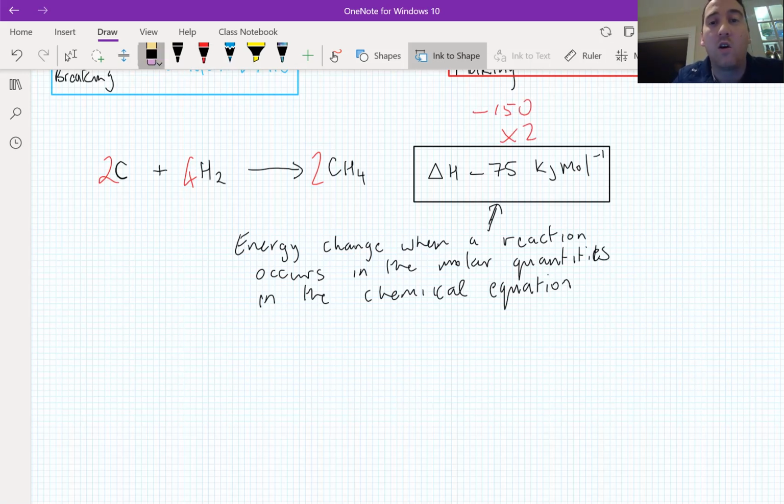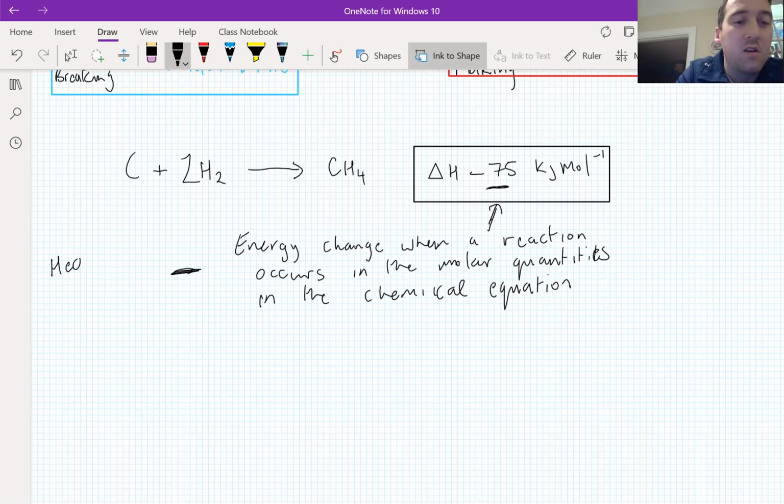Simple as that. So what we're talking about is the energy change when the reaction occurs according to the molar quantities in the equation. So that was the equation, and this is the amount of energy that's released. We call this amount of energy the heat, because it's an energy: heat of reaction.